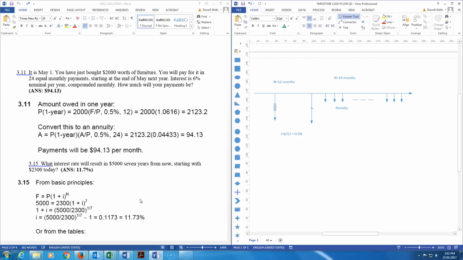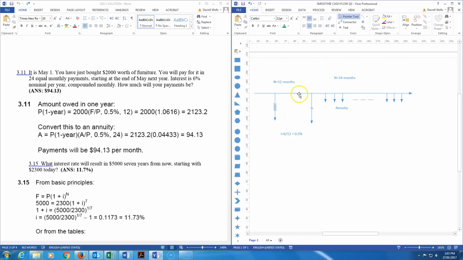So let's get started. As I mentioned with all problems, always draw a cash flow diagram. For me, it allows me to visualize what I'm trying to calculate. Here you can see that right now we paid $2,000 for furniture, and 1 year from now, which is 12 months, we're not making any payments on this furniture. It's just going to accumulate interest, and the interest is 6% compounded monthly. So the interest per period is 6 divided by 12, which is 0.5%.